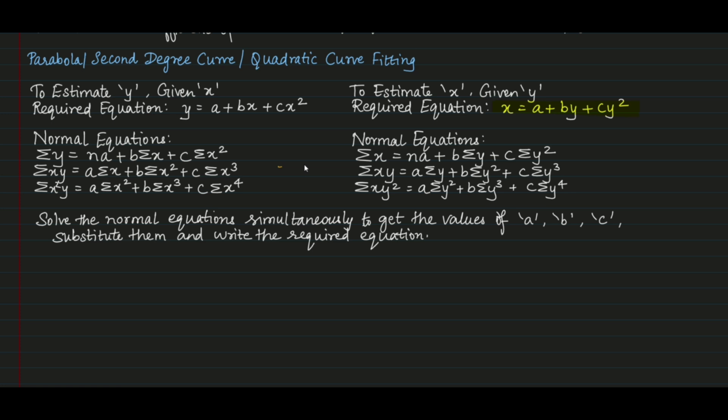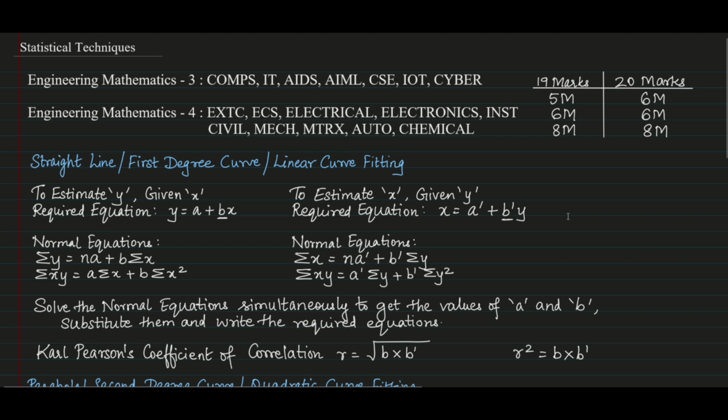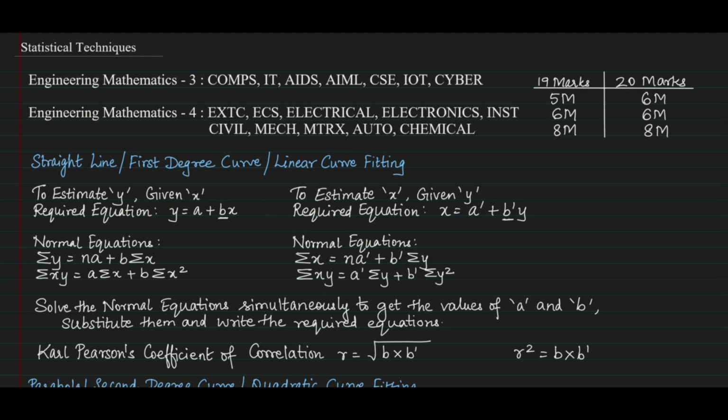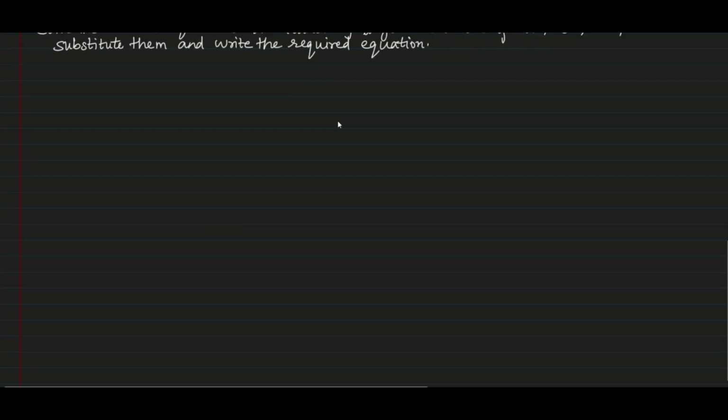Same goes with straight line fitting. If no clues are given or it is not explicitly stated which line has to be fitted, then we will fit y is equal to a plus bx, assuming that x is the independent variable, y is the dependent variable, and y is a function of x. Now let's move to the coefficients of regression.